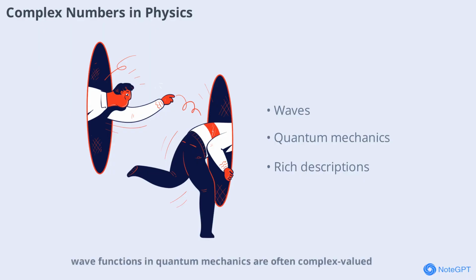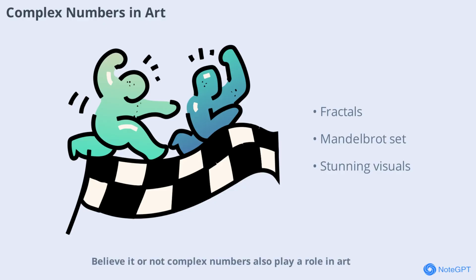For example, wave functions in quantum mechanics are often complex-valued, allowing for a richer description of physical systems and their behaviors. Believe it or not, complex numbers also play a role in art, particularly in the creation of fractals. The famous Mandelbrot set, for example, is generated using complex numbers. These mathematical patterns create stunning visuals and have inspired artists and mathematicians alike.